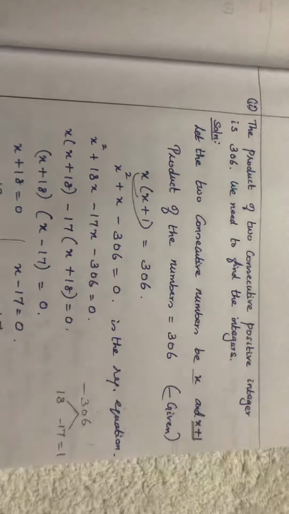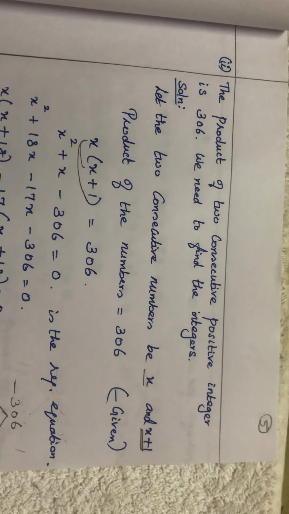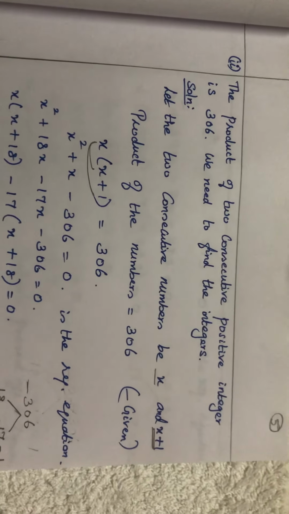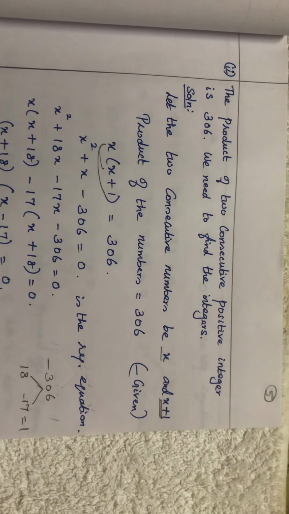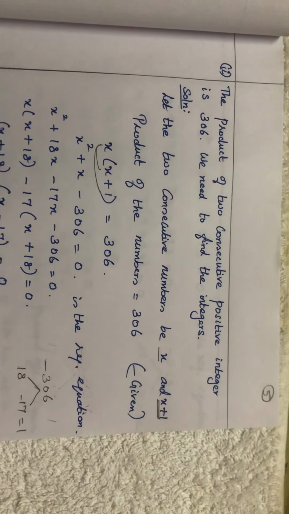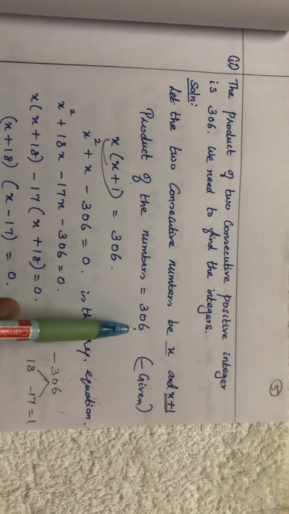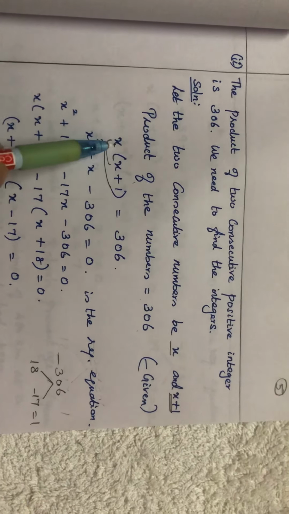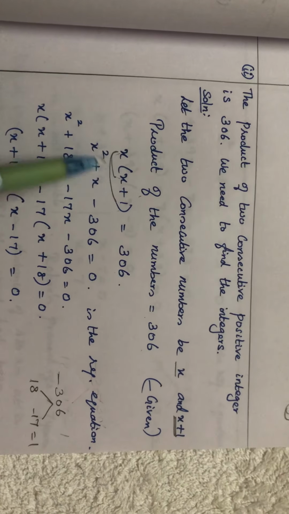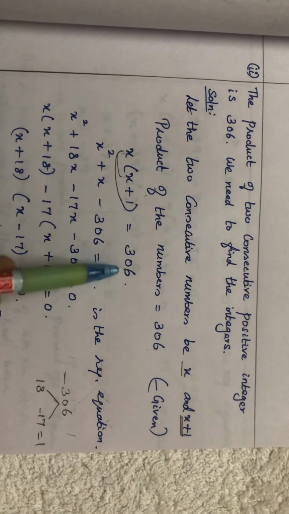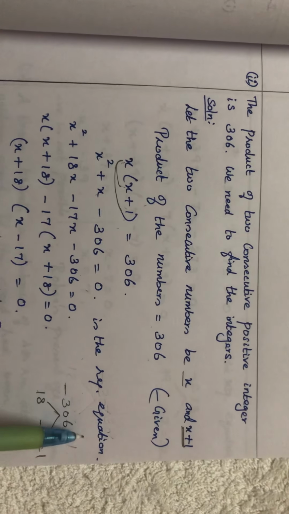Second subdivision. The product of two consecutive integers is 306. We need to find the integers. So both are integers, they have given. Consecutive means nearby number. So let the two consecutive integers be x and x plus 1. It is given in the question, product of the two numbers is 306. That is, x into x plus 1 is equal to 306. Now multiply x into x, x square, x into 1 is x. Bring this minus 306, equal to 0, which is the required quadratic equation.